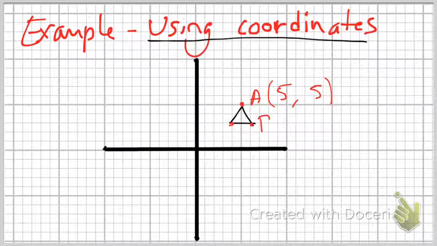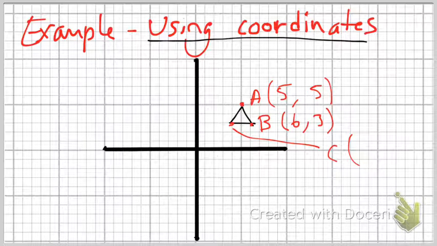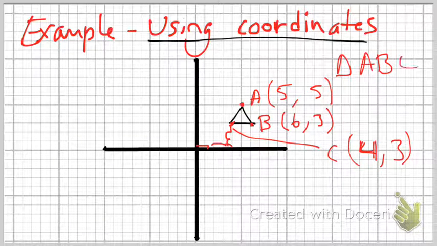Why don't we call it B? B looks like it is 6 to the right and 3 up. So that would be 6x, 3y. And our last point would be C. I'm going to draw C over here. C looks like it's 4 on our x, and 3 on our y. All right? So we can look at that shape and say these are the coordinates of triangle ABC.